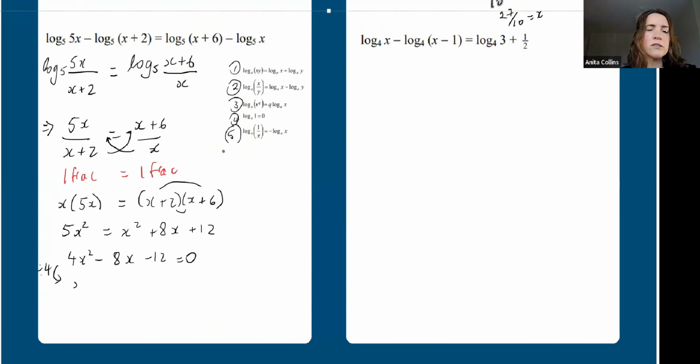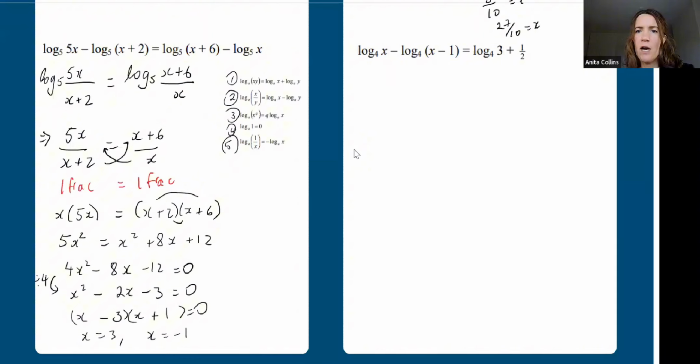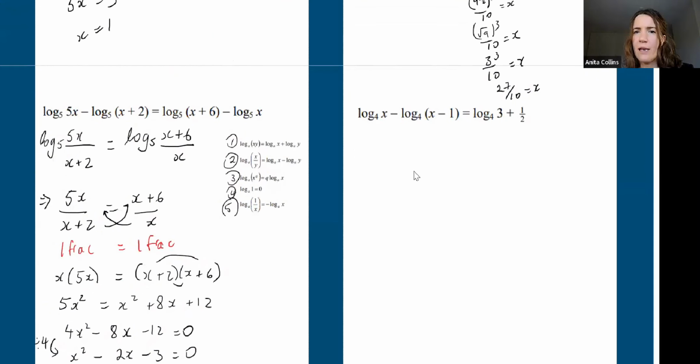So x squared, divide by 4, and divide by 4 is equal to 0. I'm going to go for the double bracket. We learned how to factorize double brackets in algebra 1. There's a 3 and a 1, minus, I think, and plus. So x is equal to 3 and x is equal to minus 1. Okay, all going well so far. Let's look at this last one then. This one is for you.